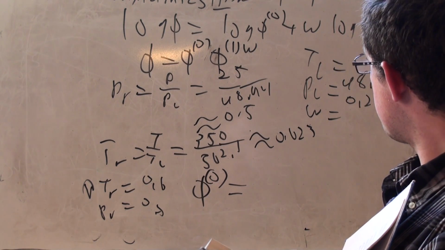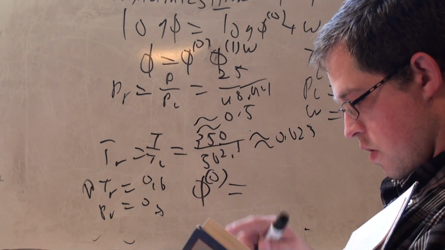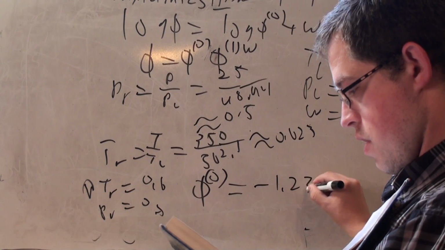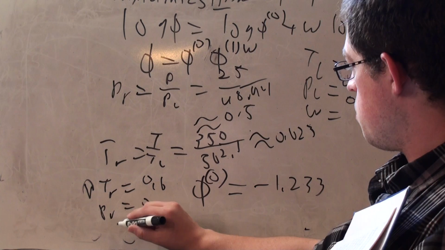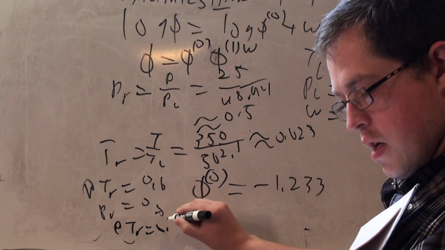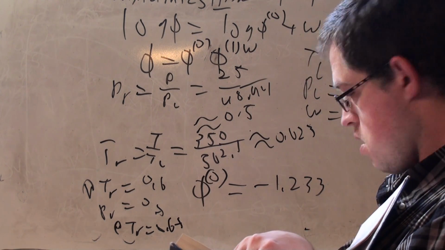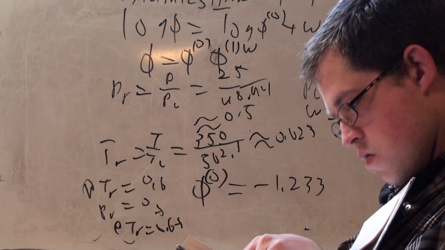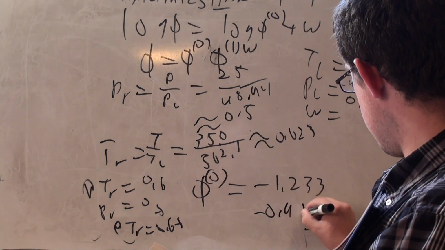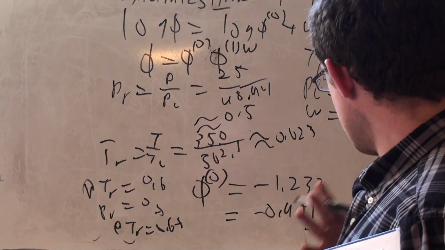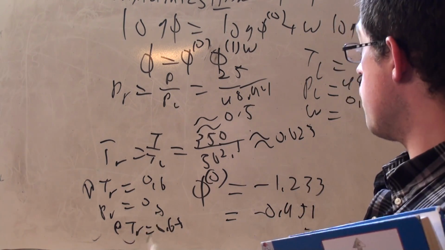So I've got negative 1.233, and at the same pressure, but at TR equals 0.65, I've got negative 0.951. And then I would interpolate based on that. I'm not going to actually do the interpolation, I'm just going to go through the steps of the interpolation.